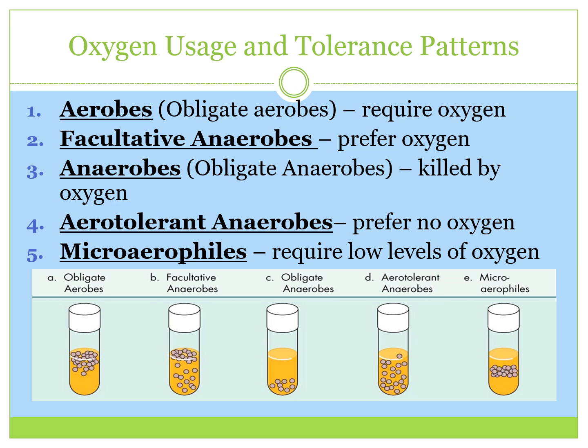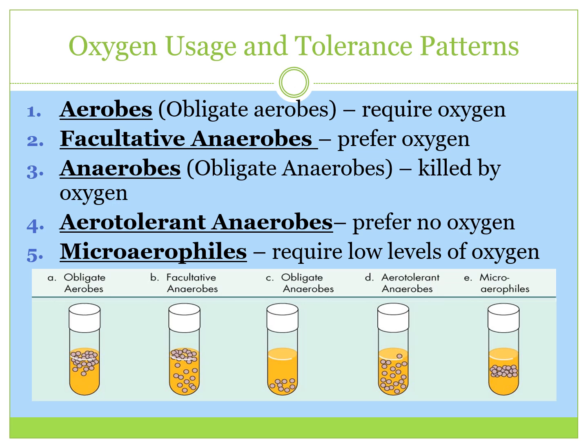So we have 5 categories, kind of like how we had the different temperature classifications. We now have 5 categories of oxygen use and tolerance. So we have aerobes or obligate aerobes. These guys require oxygen. We are obligate aerobes. We have to have oxygen. Facultative anaerobes will prefer oxygen but do not need it. They prefer it for their growth.